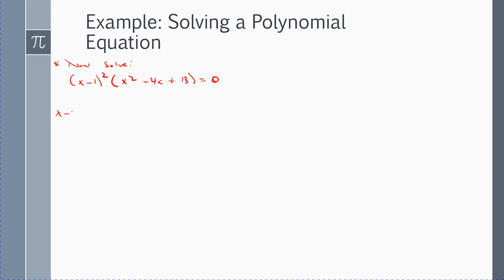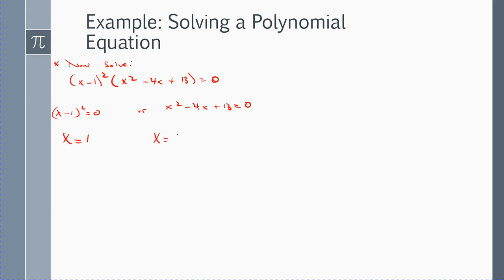So you can either have x minus 1 squared is equal to 0, or this x squared minus 4x plus 13 is equal to 0. Here you see, even when you take the square root of both sides, you just get x is equal to 1. That's one solution, which we saw when we got the rational zero. And here you're going to need to use the quadratic formula again, unfortunately.